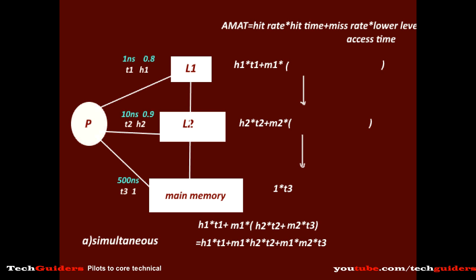Distributing. Now we shall substitute. H1 is 0.8, access time T1 is 1, and miss rate at L1 is 1 minus 0.8, which is 0.2, into 0.9 into 10, plus M1 is 0.2, M2 is 1 minus 0.9, hit rate here is 1, into 500. So the answer is 12.6. So if it is simultaneous access, then the average memory access time for this case is 12.6 nanoseconds.